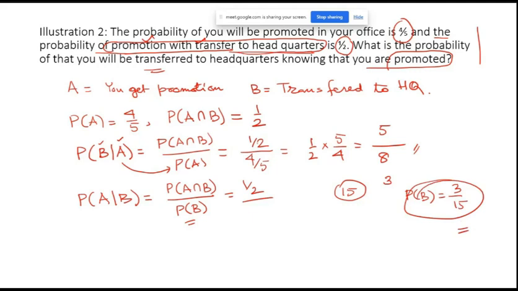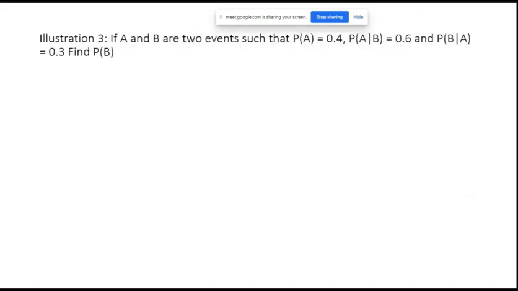Okay, sir. So let us go to the next one. This is a small numerical problem. A and B are 2 events. Probability of A is given to you, probability of A given B is given to you, and B given A is given to you. Then you want to find probability of B. I think it's quite simple.